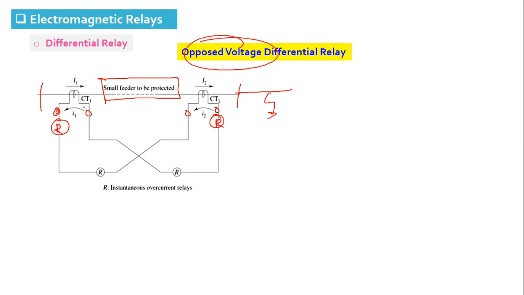But in this case, the secondary does not induce any voltage under normal condition when the primary is energized. The core of the CT generally preferred is called the air core. Otherwise, what will happen? The core will be saturated, because under normal conditions the CT secondary voltage is zero, which is equal and opposite here. So the CT secondary current will be zero under normal condition, like an open circuit. Not the voltage, the current will be zero. So this can be used for the small feeder, and it is called the opposed voltage differential relay.